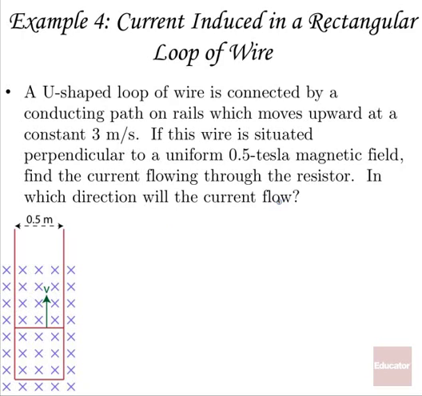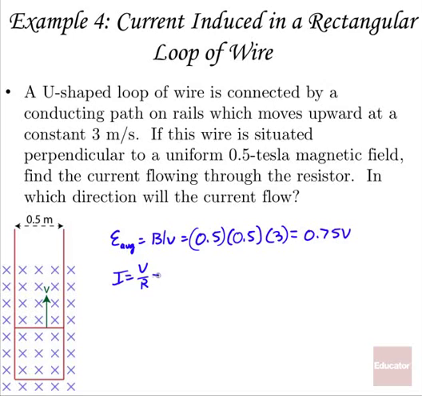Well, first off, let's figure out that the induced EMF, E average, is going to be equal to BLV. Or that's going to be 0.5 Tesla times our length here, that's going to be 0.5 meters, times our velocity, 3 meters per second. So half times 3 is going to be 0.75 volts. Now, we're trying to find the current flowing. This must have some resistance in that loop, R. Well, I is going to be V over R, where our induced voltage is just going to be this 0.75 volts over whatever R happens to be for that circuit.